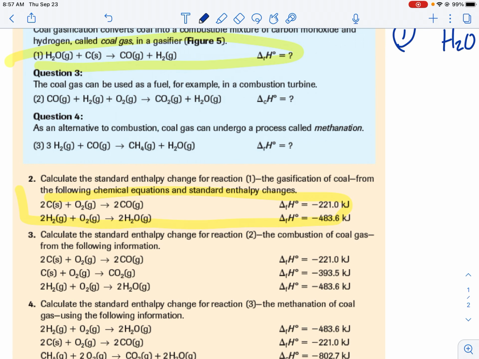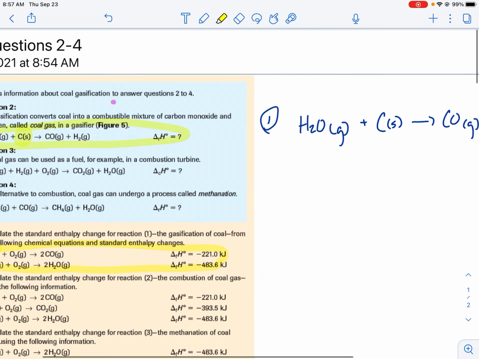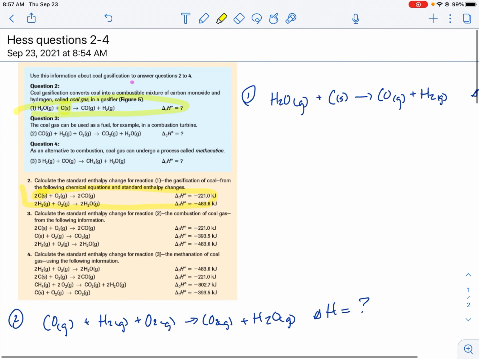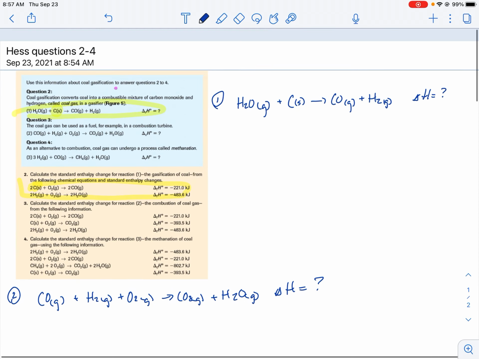So I need to have one carbon in my reactants. This reaction has two carbons in the reactants. So it's on the right side of the reaction, but I have twice as many as I want. Now, you can't find carbon anywhere else in those reactions. So this is probably a pretty good bet that that's the reaction I'm going to use.